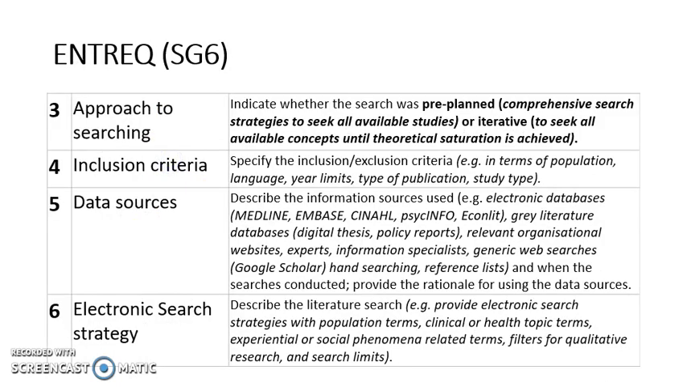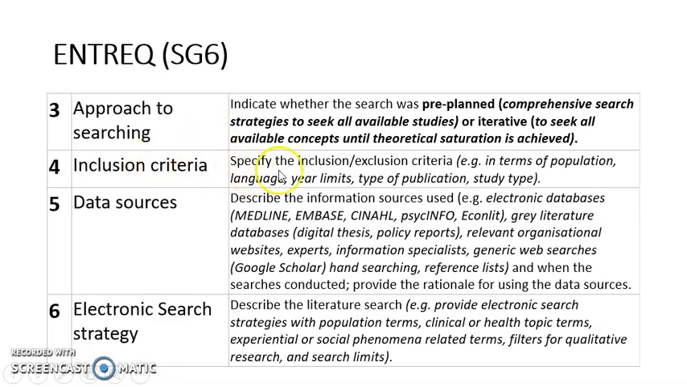Here is one of the available reporting standards. This is ENTREQ. It again hasn't been developed using consensus. It was produced by a small group of experienced qualitative researchers, but the 4 elements that are required by ENTREQ, based on the corresponding PRISMA reporting template, are the approach to searching, which you will see does pick up this very important point of whether searches are comprehensive or use purposive searching, and whether they're pre-planned or iterative.